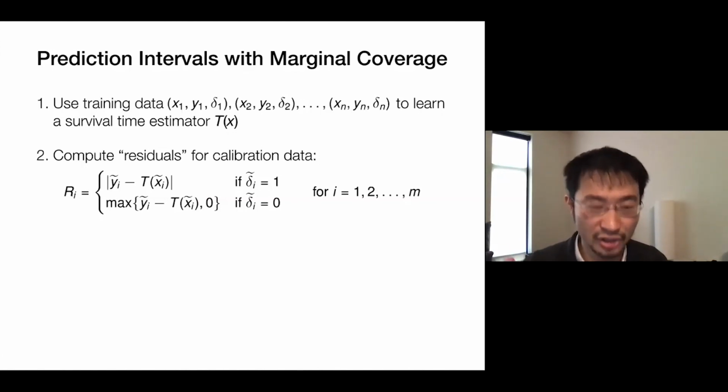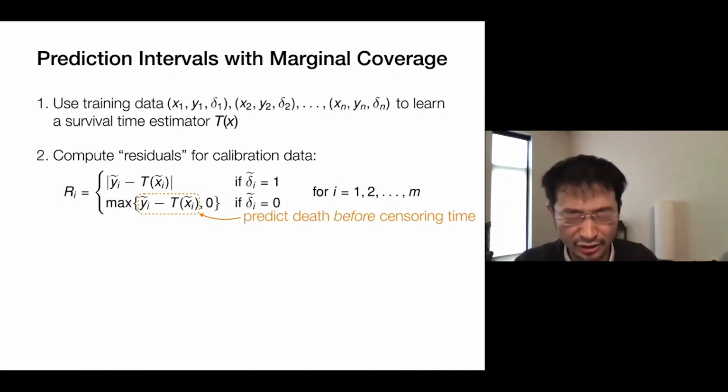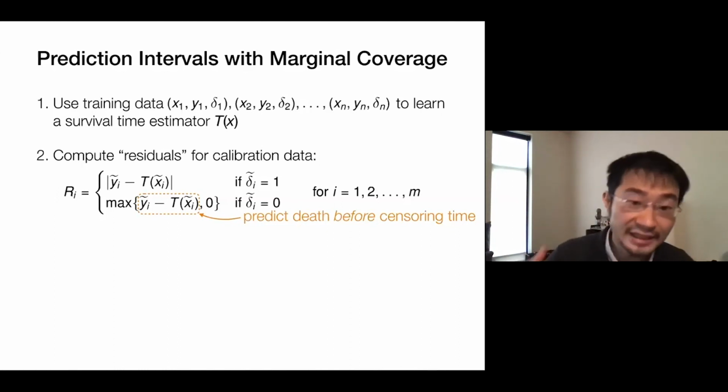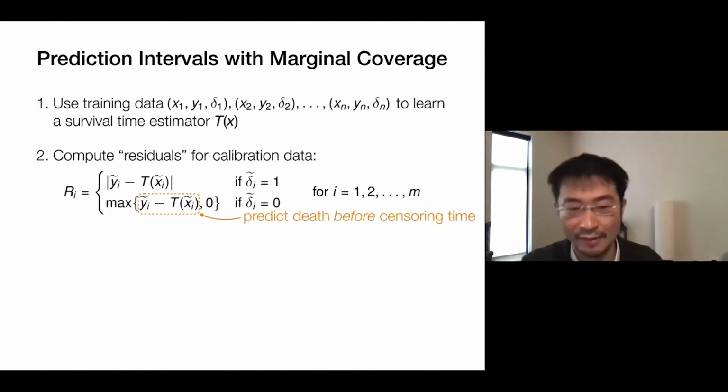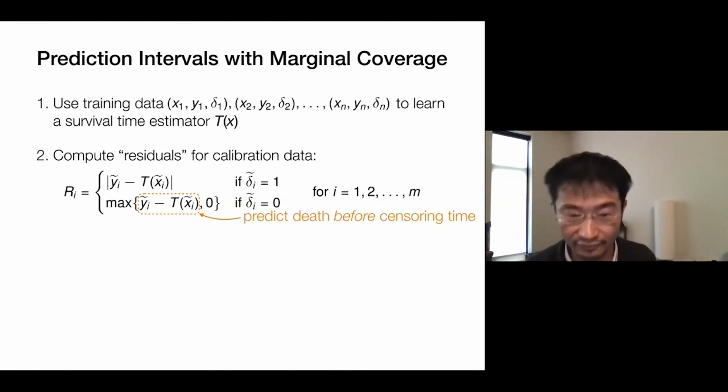In that case, it's exactly the same residual as you would get for standard regression. Otherwise, if you do not observe death, you only have an error if you predict death to happen before the censoring time, which is what you observe. Basically, you predict death to be before a time where the person's actually still alive. That's the only time you incur an error. If you have a survival time that's after the censoring time, then there's no error. Your prediction is consistent with the calibration data.